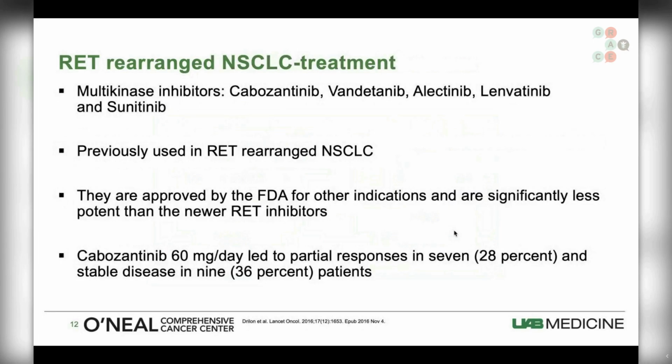Now, how do we treat patients who have non-small cell lung cancer with RET rearrangements? There are multi-kinase inhibitors that had traditionally been used back in the days when we didn't have the more advanced medications that we have right now. These are called multi-kinase inhibitors because they have multiple targets, not just the RET fusion molecule. Some examples are cabozantinib, vandetanib, alectinib, lenvatinib, and sunitinib.